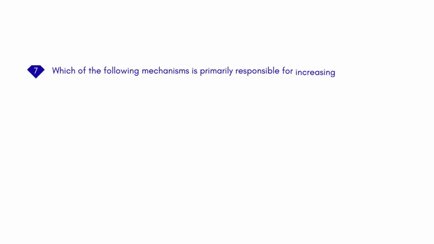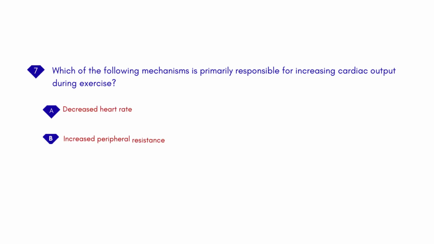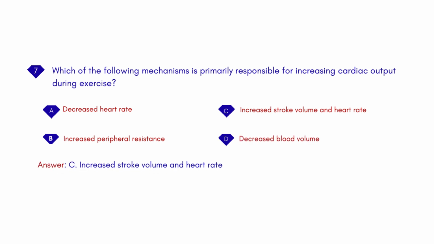Which of the following mechanisms is primarily responsible for increasing cardiac output during exercise? A. Decreased heart rate. B. Increased peripheral resistance. C. Increased stroke volume and heart rate. D. Decreased blood volume. Answer: C. Increased stroke volume and heart rate.